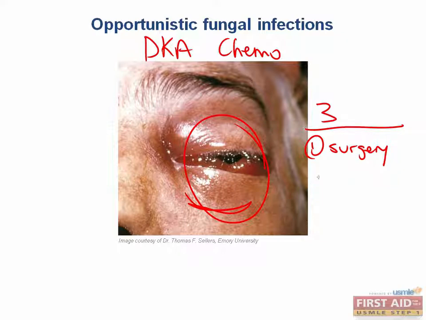The second is to gain control of the underlying immunocompromised state if possible. So if the patient is in florid DKA, you would aggressively treat their diabetes and correct the metabolic derangements. Finally, like in most systemic fungal disease, you'll need to use an antifungal agent. Go with the powerful ones in this case. You'll need to use amphotericin B.